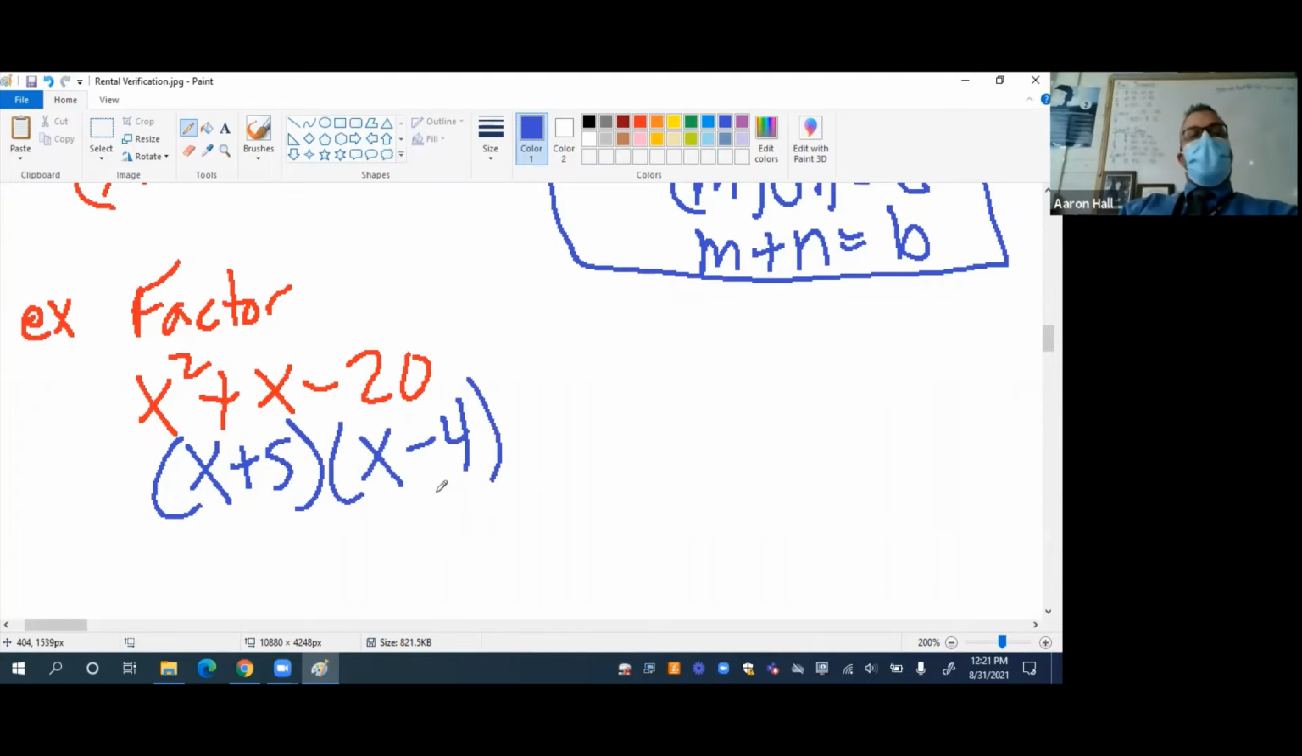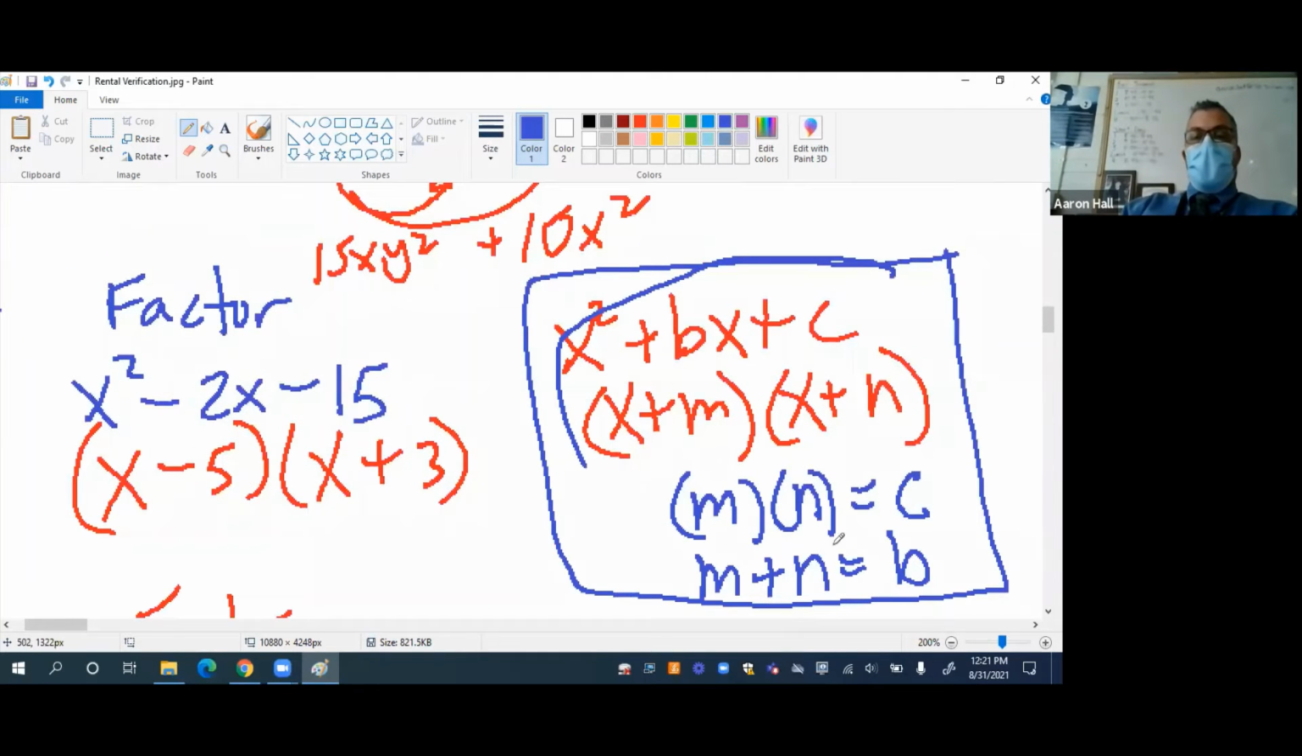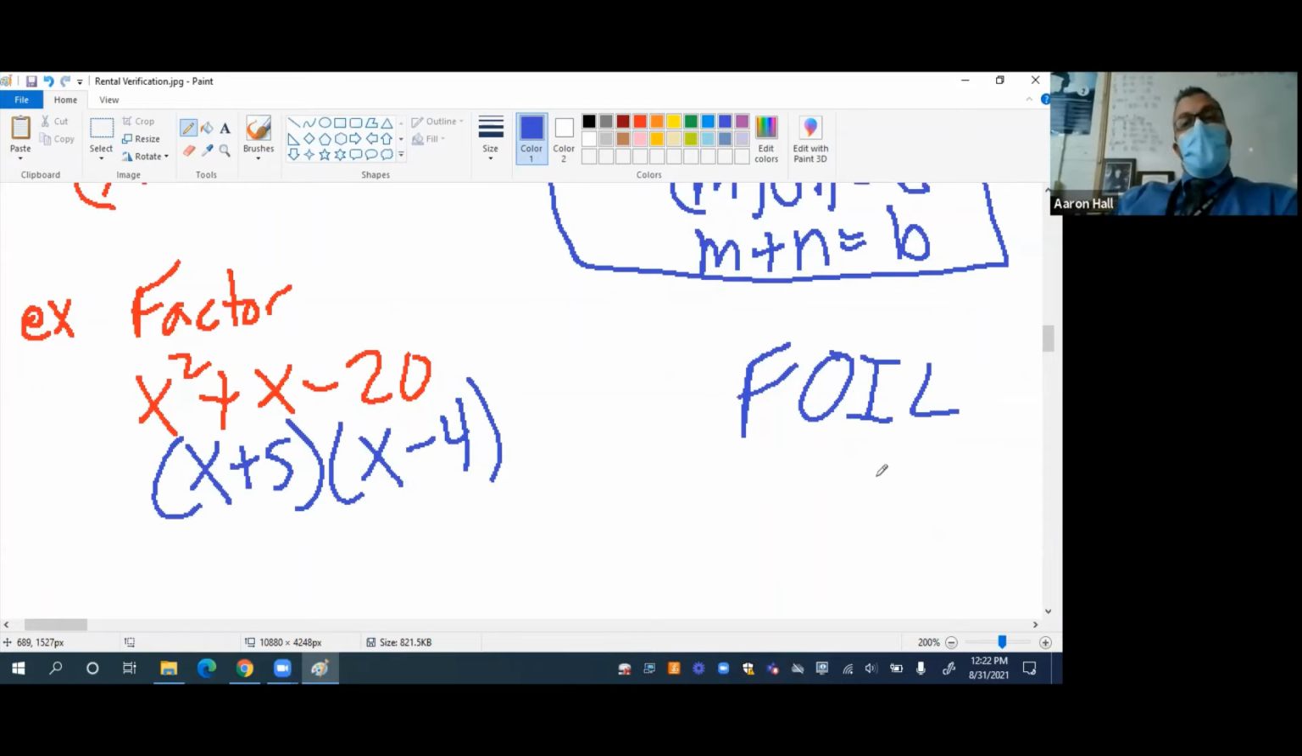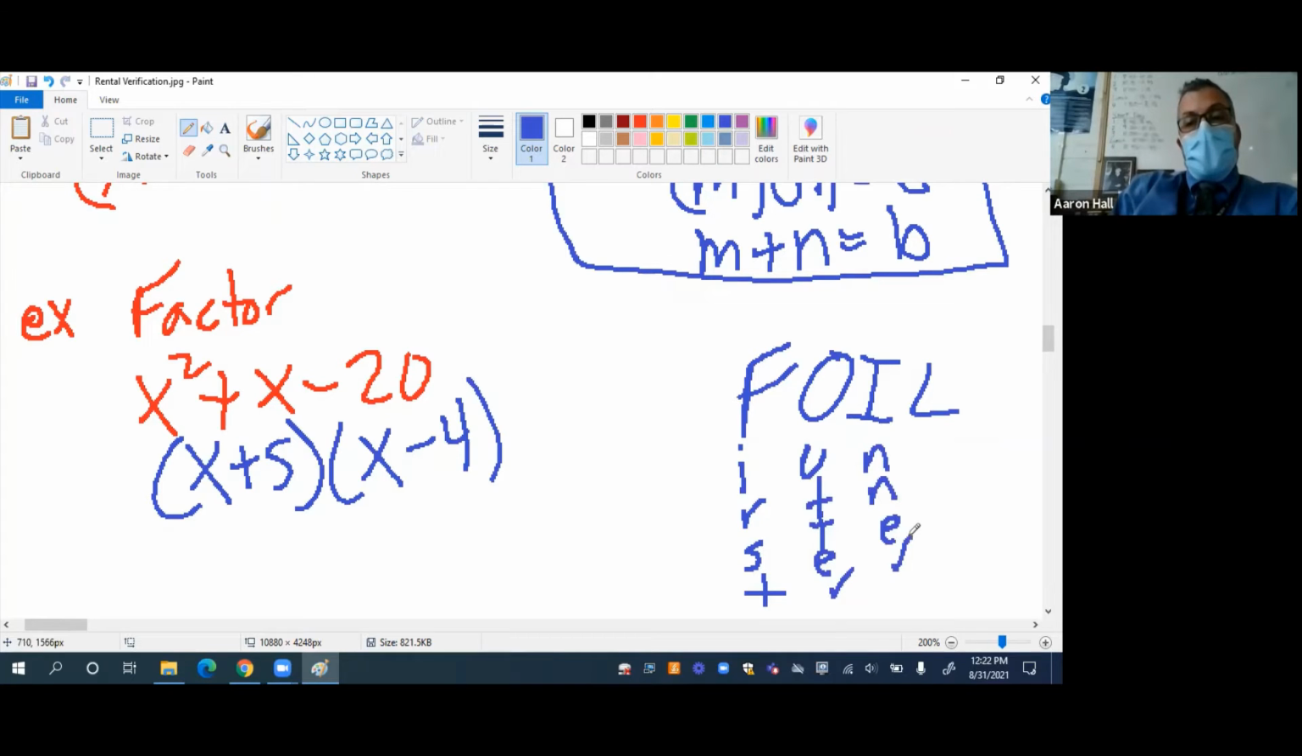How would we check this? Besides using this little recipe right here, how would we check to make sure that our factors are correct? Jack, how would I check my work to see that these factors are the same as this trinomial? Okay, I hate the word FOIL, and that's just my personal opinion. FOIL stands for first, outer, inner, last.